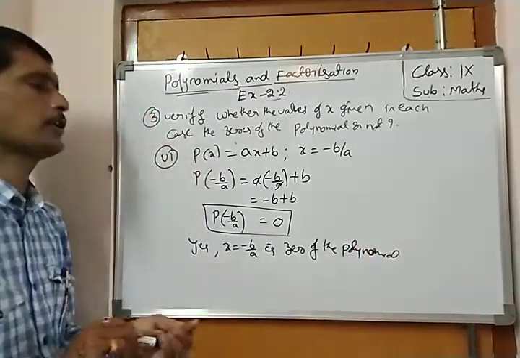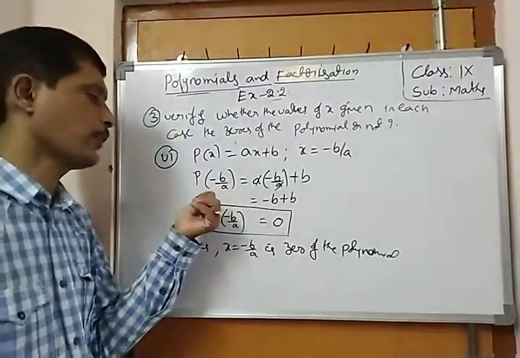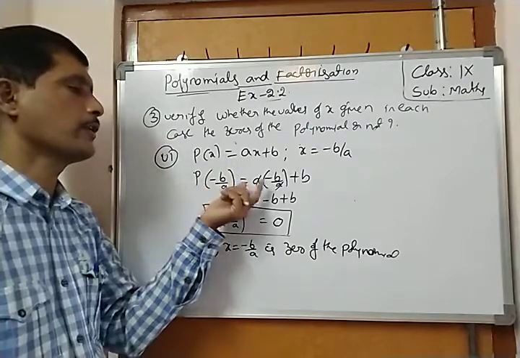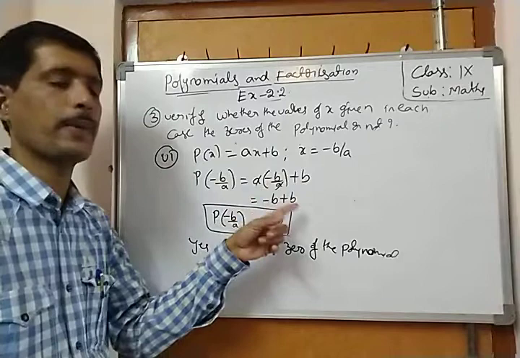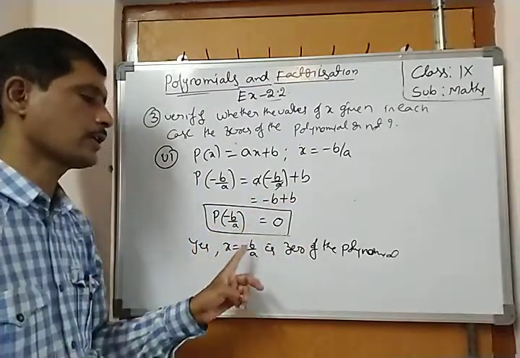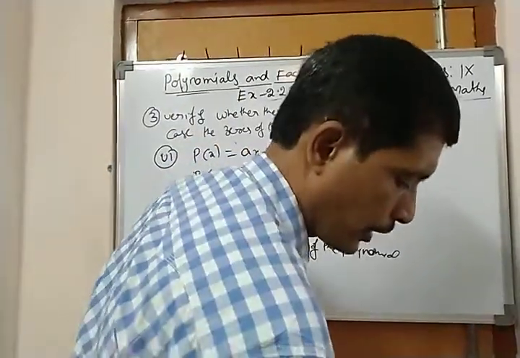See one more time. Here P of x equals ax plus b, where x equals minus b by a. Therefore P of x is replaced by minus b by a. Therefore a into minus b by a plus b. A gets cancelled, minus b plus b. Therefore P of minus b by a equals 0. Yes, x equals minus b by a is the 0 of the polynomial. Next question.